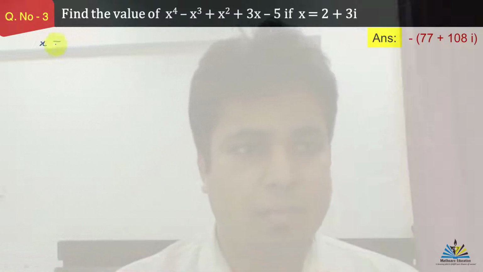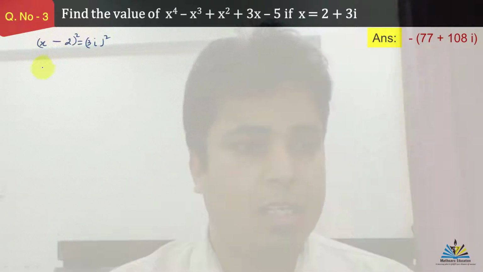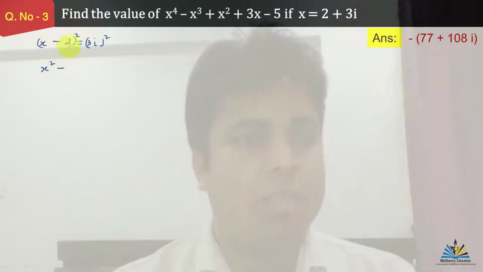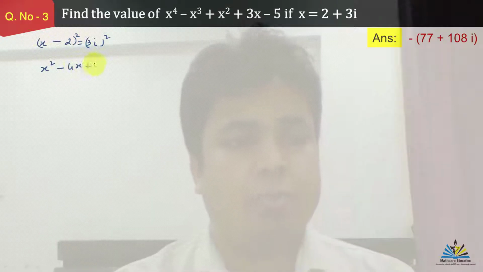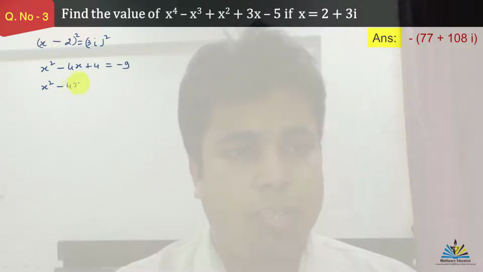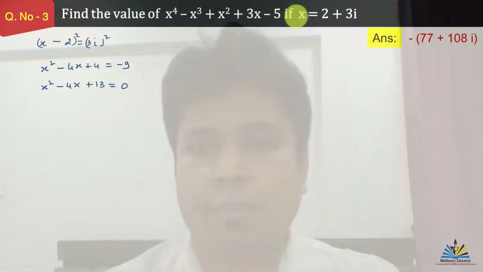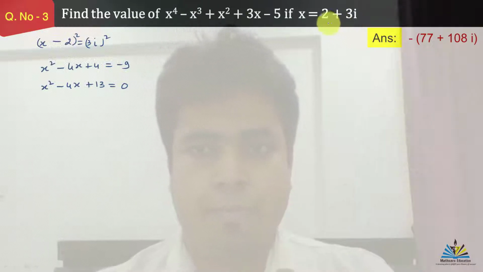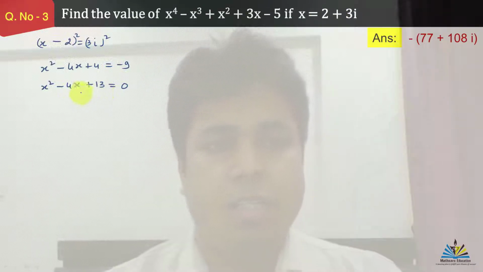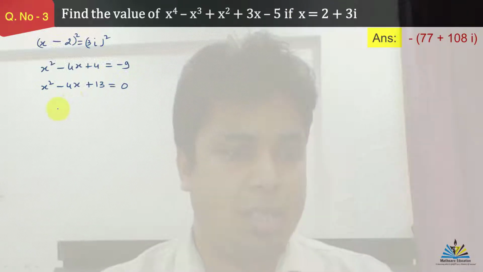So we will have x minus 2 is equal to 3i. If we square both sides, then what we are getting here is x square minus 4x plus 4 is equal to minus 9. So we get x square minus 4x plus 13 equal to 0. Now if x is equal to 2 plus 3i, then we know that this expression becomes equal to 0 if we put x equal to 2 plus 3i.